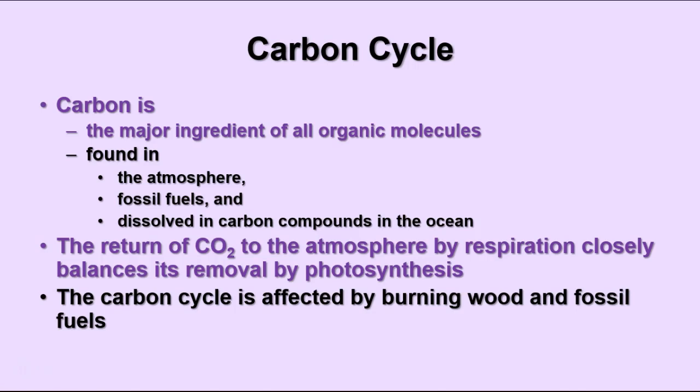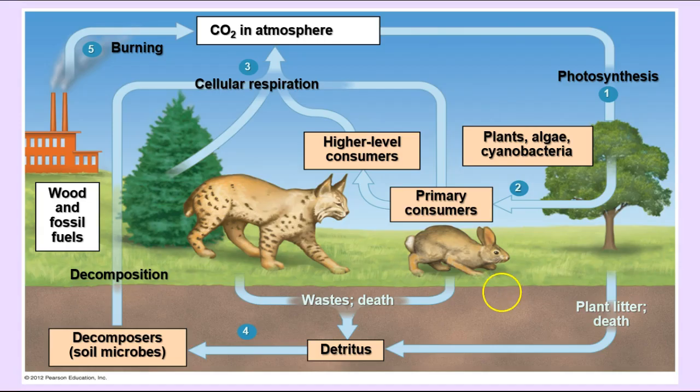It's also affected by burning wood and fossil fuels, because that's going to return more carbon to the atmosphere from a place that it was stockpiled earlier. This diagram shows us generally the different interactions that are involved in the carbon cycle. We've got photosynthesis, which removes carbon dioxide from the atmosphere and makes food for the plants and for the animals. Okay, the primary consumers eat the plants. The algae and the cyanobacteria also are part of the producer level there.